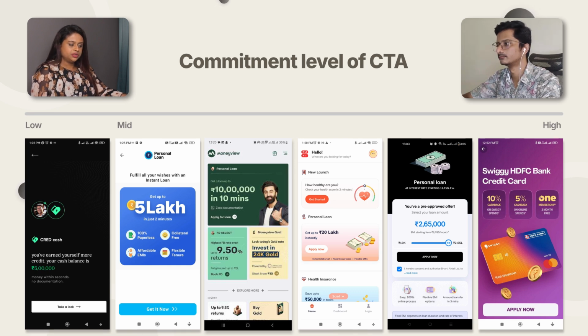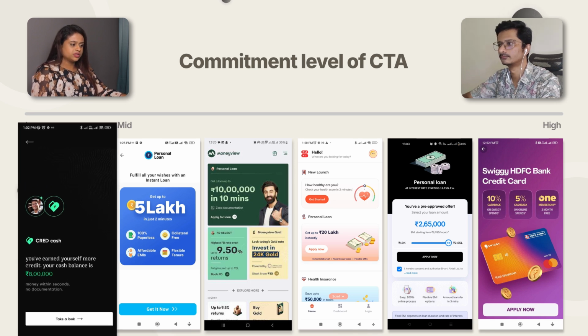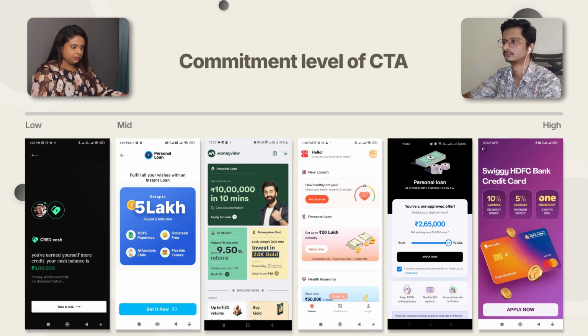But if the screen is very minimal, like we see in Cred, where they have just highlighted the amount and the personalization bit, and they want the users to go forward and know more about it, then a low commitment level CTA will definitely help.